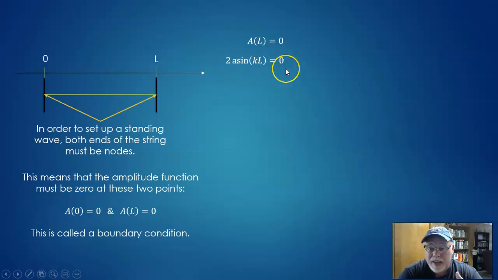Now, if this has got to be 0, I can reduce this down. The 2a's divided out, and what I get is that the sine of 2 pi over lambda times L has got to equal 0. What I've done here is I've actually put in the mathematical expression for K. K is 2 pi over lambda. And so the sine of this value in here has got to be 0.